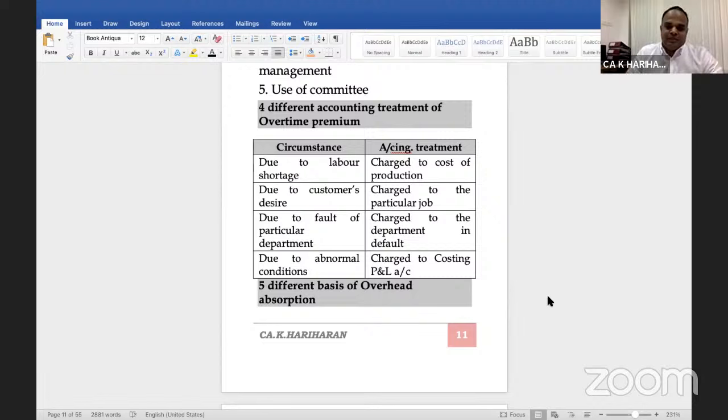Due to the fault of a particular department, the department that committed the mistake has to pay. Due to abnormal conditions, you have to transfer it to costing profit and loss. These are all the accounting treatments of overtime premium.